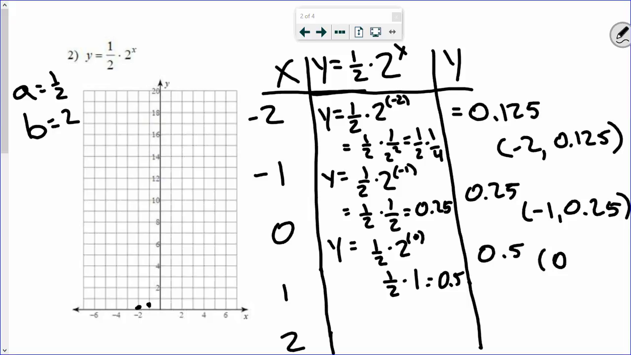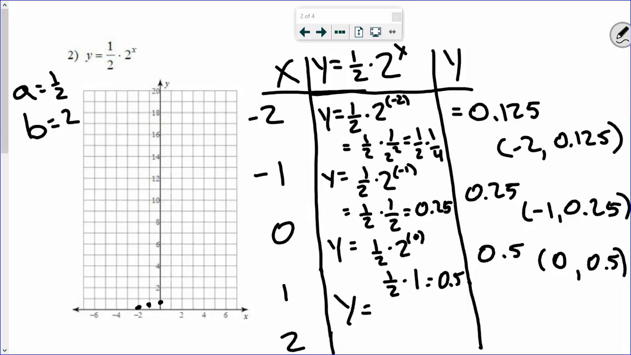So 0, 0.5. And I come over here and plot that as best I can on my graph again. All right. So our y values haven't even gone over 1 yet. We should see that change as we plug in 1 here.